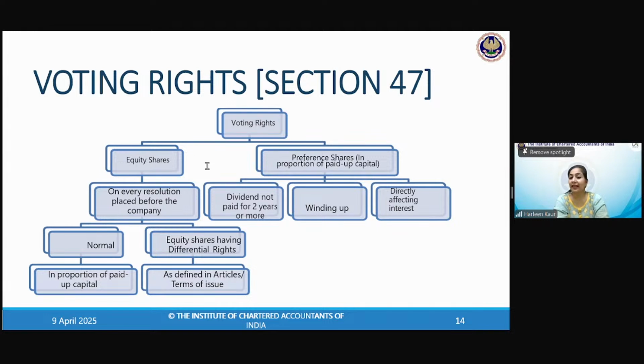Now voting rights, again, there are two types of shares. One is equity shares, another is preference shares. Equity shareholders, I told you, have the major stake in the company. They can vote on every resolution which is placed before the company. So whatever resolutions and meetings are coming up, they have a right to vote on that. But preference shareholders don't have the right to vote on every resolution. First, what is the meaning of resolution? Resolution means every decision that the company is going to take.